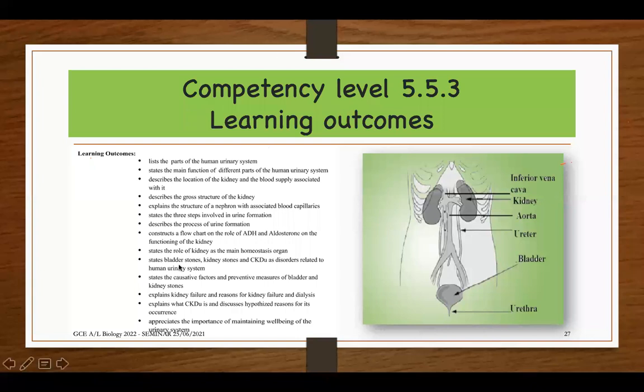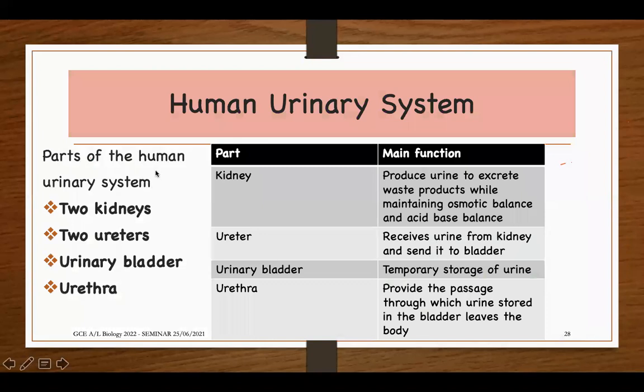So let's start. The human urinary system. The parts of the human urinary system: we have 2 kidneys, 2 ureters, 1 urinary bladder, and 1 urethra. Now, when I tell this, imagine the structure in your mind: 2 kidneys, 2 ureters, then both of the ureters come and join the urinary bladder, and after the urinary bladder, there is a urethra.